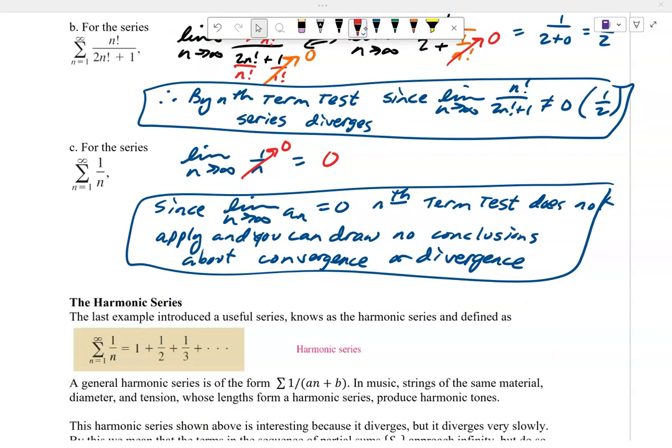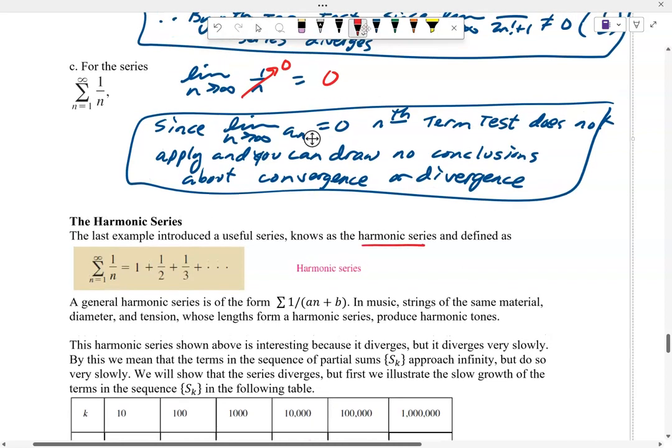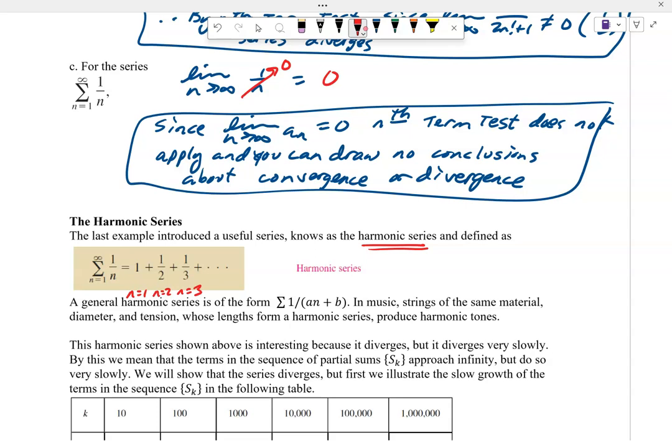This last series, this 1 over n, is a very useful series, pops up quite a bit. It's referred to as a harmonic series. So if you're writing it out, if n is 1, I got 1 over 1. If n is 2, I got 1 over 2, and so on, 1/3, and so on. Again, a harmonic series. It should be noted, strings in music, strings of the same material, diameter, and tension whose lengths form a harmonic series produce harmonic tones. So there's lots of application for harmonic series in music.